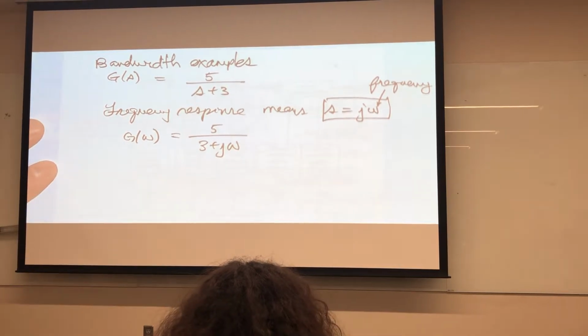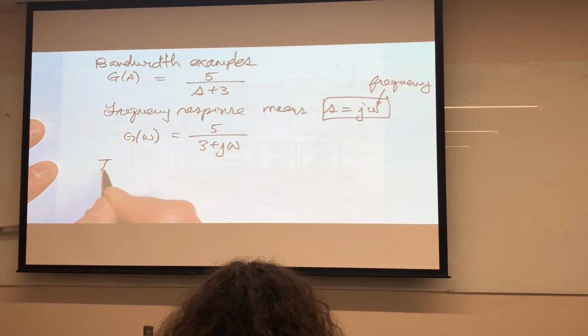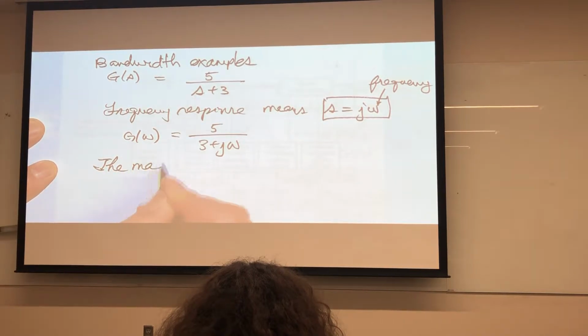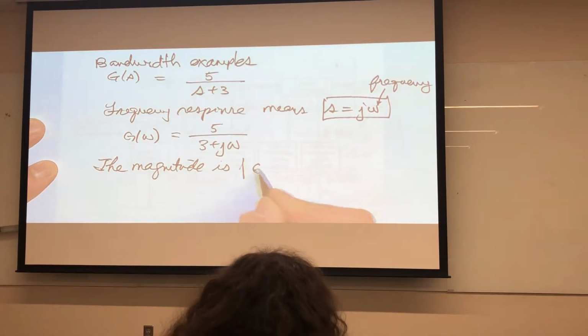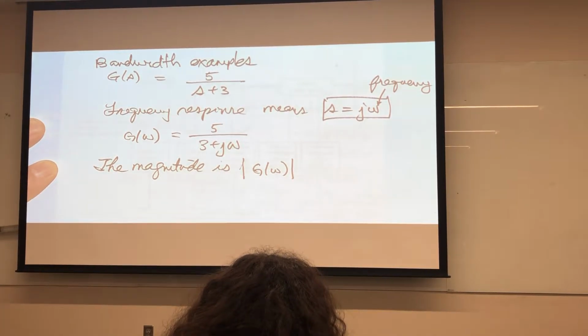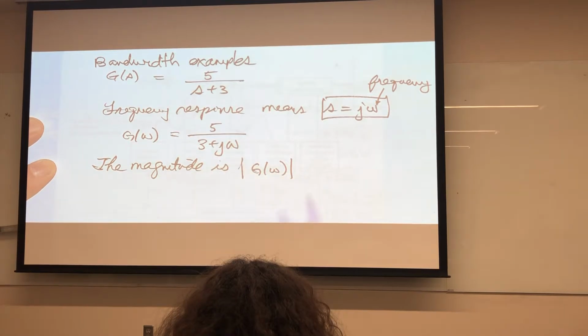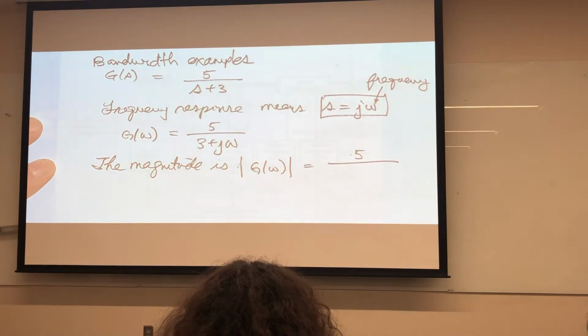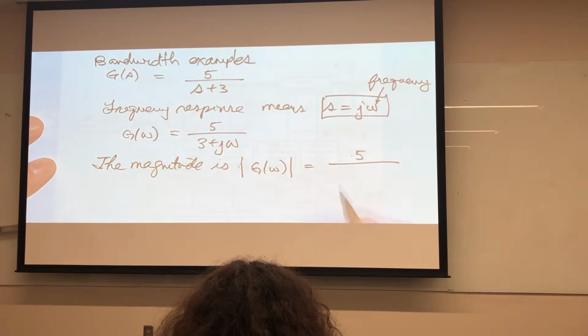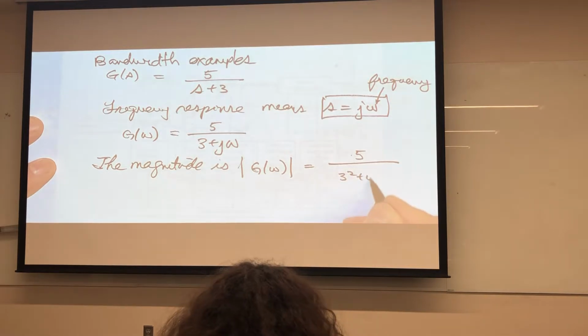Now, what we're interested in doing is looking at the magnitude. It's the magnitude of G of omega. So this is a complex number. So the magnitude is taking the magnitude of the top and then finding the magnitude of the bottom. This is a complex number, so we'll have to do something like square root of 3 squared plus omega squared.